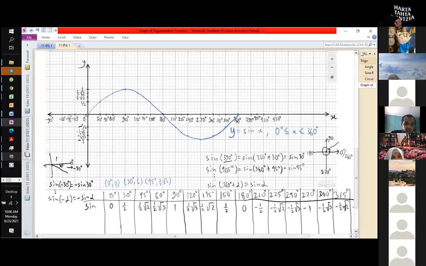Jadi sin negatif 30 derajat itu sama dengan negatif dari sin 30 derajat, jadi negatif setengah gitu ya. It's here. And then for negative 45 degrees, it's around here, negative 1/2 square root of 2. Negative 60 degrees, the sine is negative 1/2 square root of 3. And then negative 90 degrees, the sine is negative 1. Okay, so just like before, we connect with a curve. So it's something like this ya.